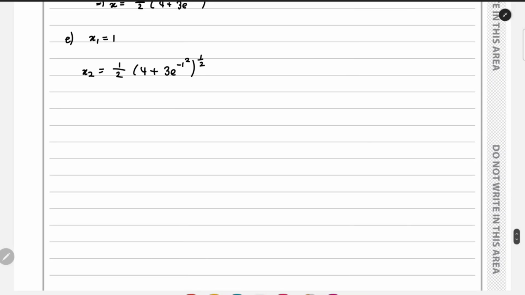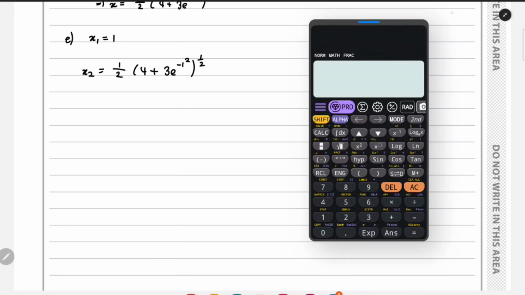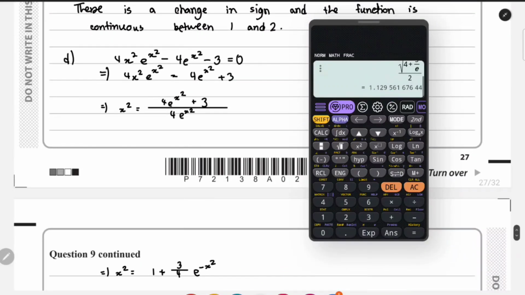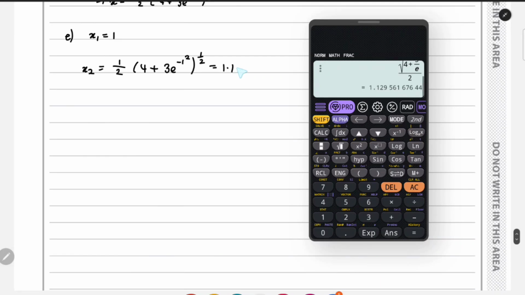There's a neat calculator trick for questions like this. So for questions like this, I'll just write down the equation that we have in our calculator like this. The equation was half times 4 plus 3 e to the power minus x. So from here I'll just press alpha and this button. X is over here, and we have a square on the x, and we have a power of half over the bracket, and then I'll press the calc button and place this value. So 1 at first. If I calculate this, I get a value of 1.1295. They want the values to 4 decimal places, so this will be 1.1296. So x2 is 1.1296.